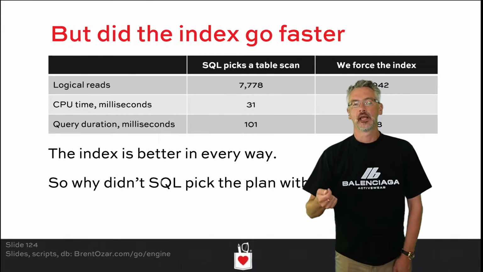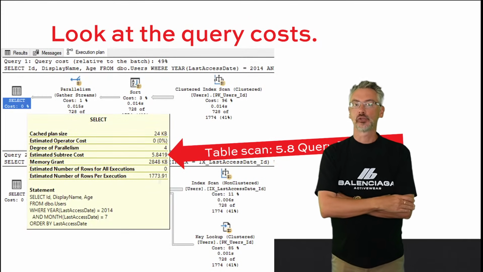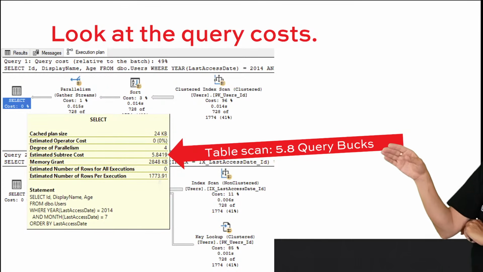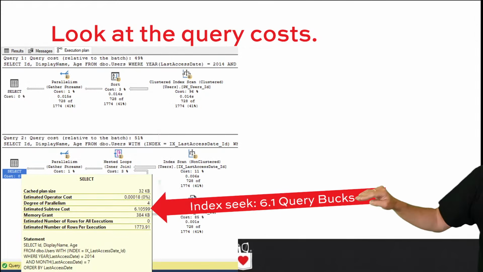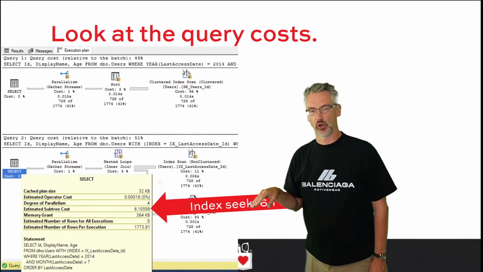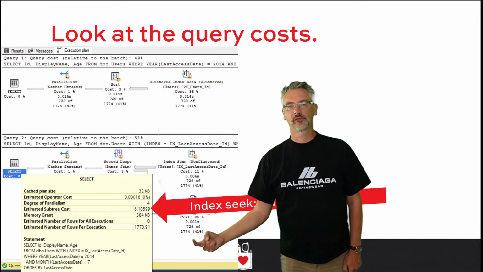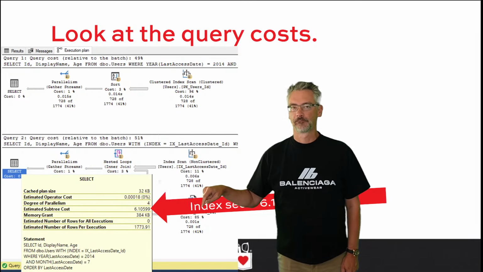So why didn't SQL Server choose the index? It all comes back to our estimates and our cost. The table scan cost an estimated 5.8 query bucks, whereas the one with the index cost 6.1 query bucks. Why? Because SQL Server got that estimate wrong. SQL Server thought it was going to have to do a whole bunch of these key lookups when in reality it had to do fewer.